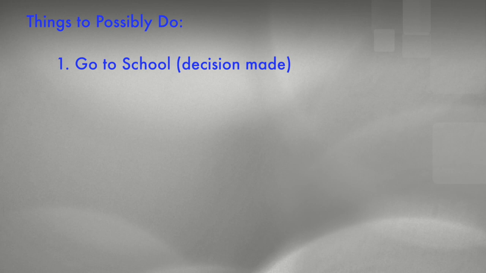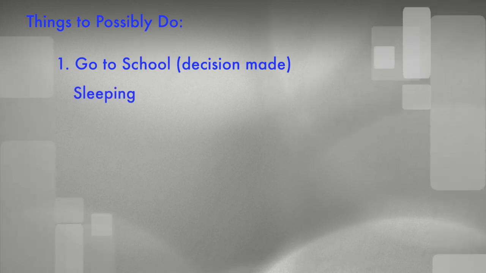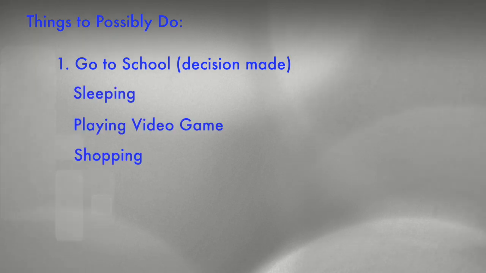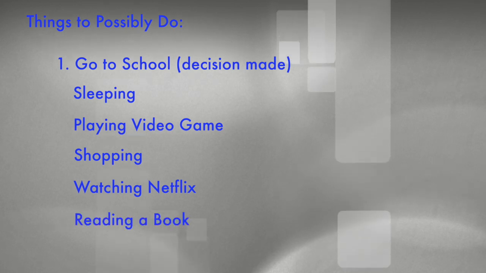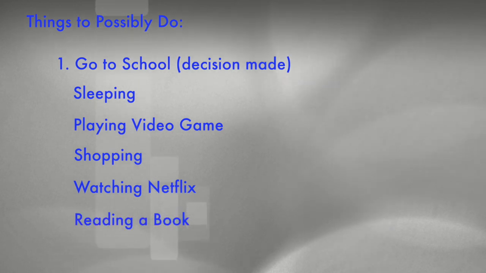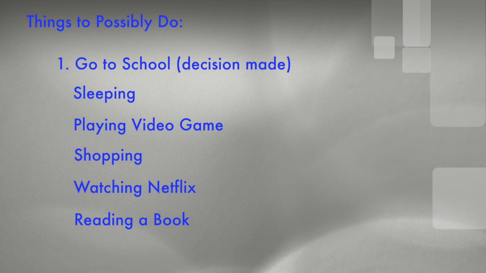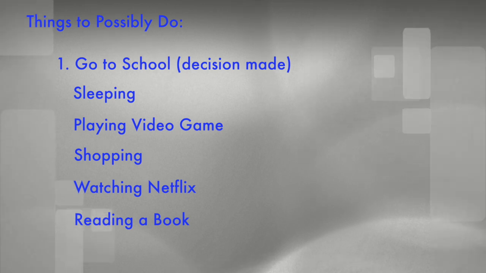Those 5 other things, those are all called trade-offs. Those are things that you could be doing instead of being at school. Other options could include sleeping, playing video games, shopping, watching Netflix, and reading a book. Okay, let's assume that those are your 5 items, and those might be different than what you have, but that's fine. All of those things are considered trade-offs.